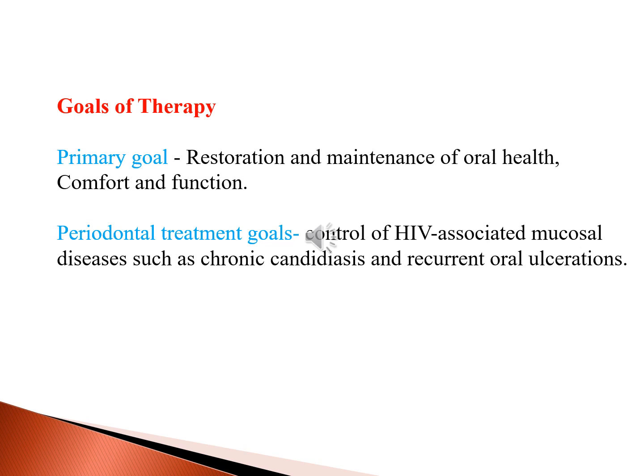Before we conclude, we will see what the goals of our periodontal therapy are. The primary goal is to restore and maintain oral health, comfort and function. The periodontal treatment goal will basically concentrate on control of HIV-associated mucosal disease such as chronic candidiasis and oral ulcerative lesions. So basically, we need to initiate a good oral plaque control program in such patients.